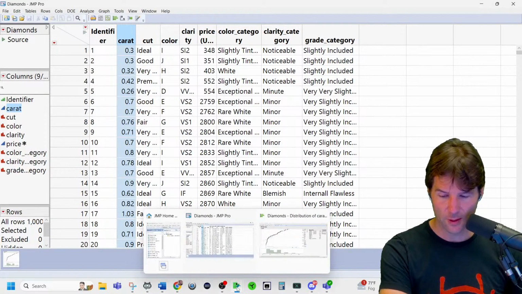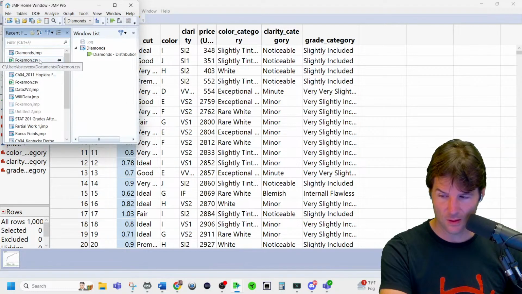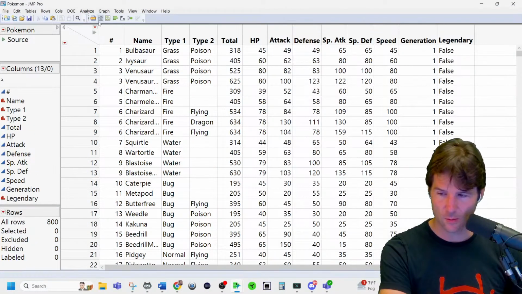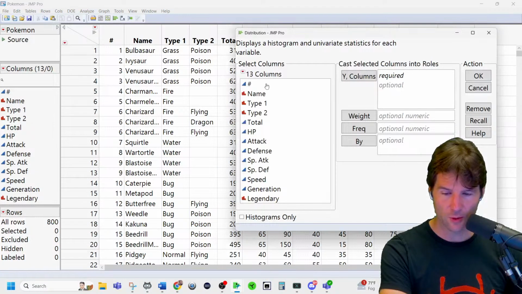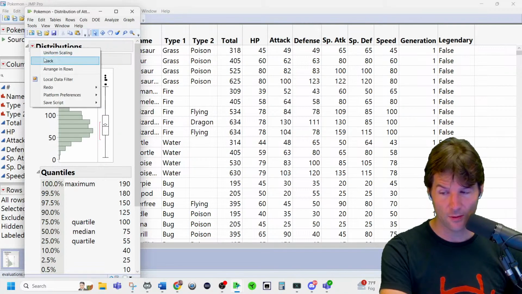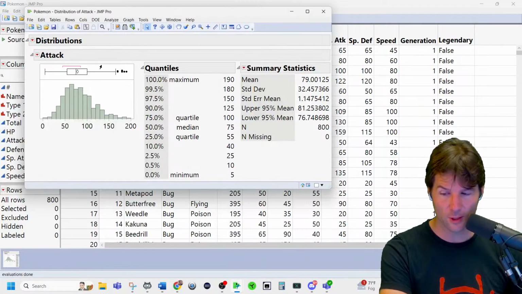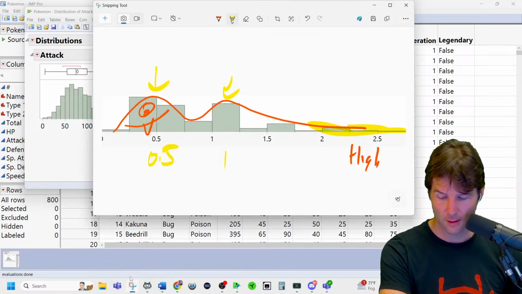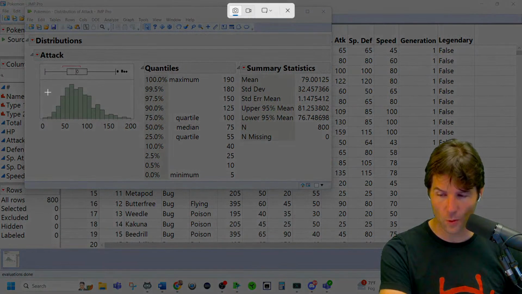So we could see another one. We'll go to the Pokemon data, my favorite data set. I think I sent this to Moira. We go here to analyze distribution. We go to something like attack. And ooh, aside from the outliers, that looks pretty darn normal. Little right skew, Monster Man. Little right skew. More normal than the last.